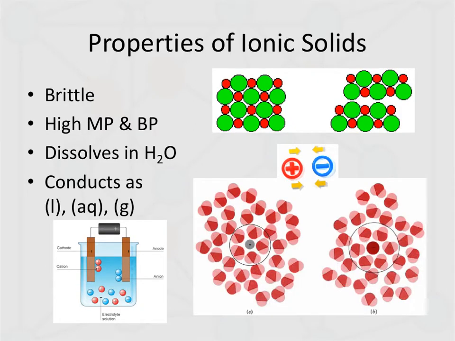All right, so what are the properties of ionic solids? They are brittle, they have a high melting point and boiling point, they dissolve in water, and they conduct electricity as a liquid, as aqueous, which means dissolved in water, and as a gas. So in any of these three states, they conduct electricity.